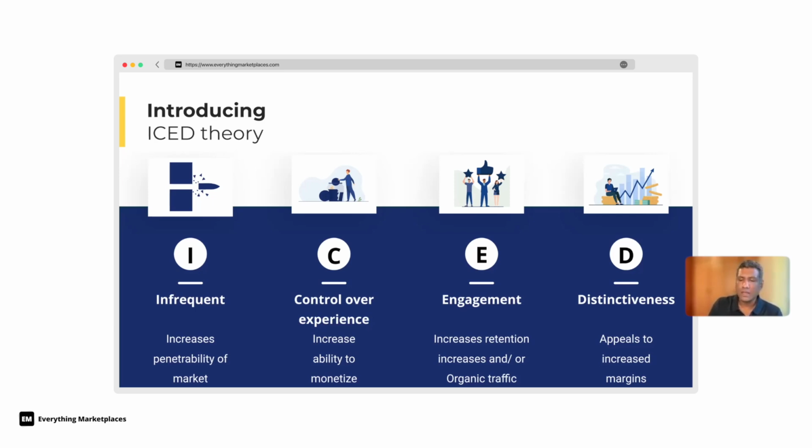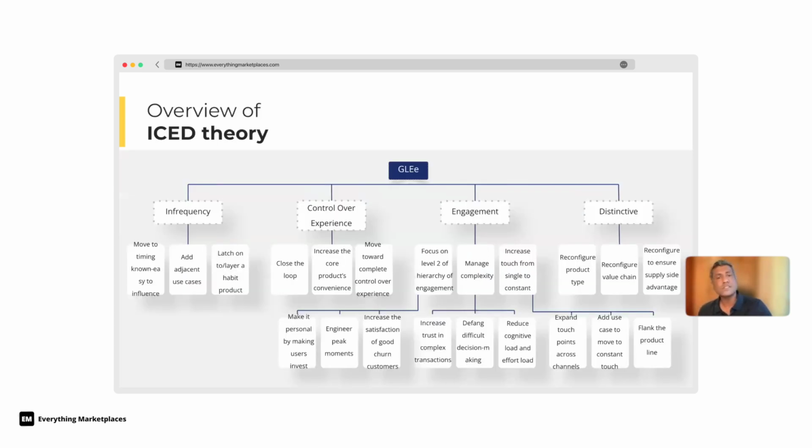Now, engagement focuses on active retention, and so it increases the retention or the organic traffic within the product. And the last thing is distinctiveness, which appeals to margins. I talked about how one of the biggest problems within a low frequency product is acquisition of users, and how do you acquire users? So being distinctive helps you dial up the organic traffic part of this. So this is ICE theory. You have multiple strategies to counter each of these dimensions and go towards managing them in a better way. But today we'll be focusing on the infrequency part of it, and we'll deep dive into it.